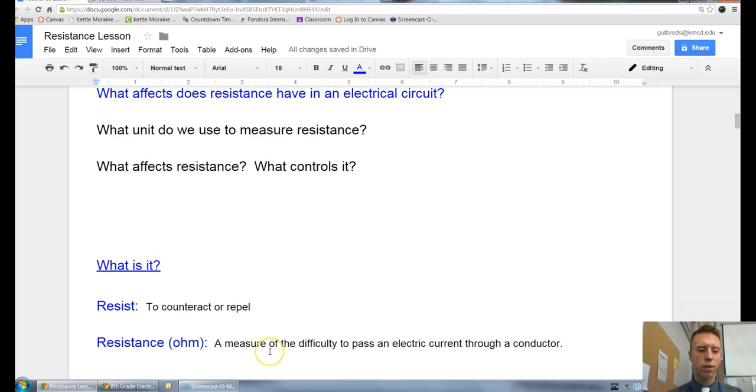And the definition: a measure of the difficulty to pass an electric current through a conductor. When we say conductor, we're of course talking about something like a copper wire. So let this simmer for a second. A measure of the difficulty to pass an electric current through a conductor. What that means is we can actually measure resistance in a circuit.